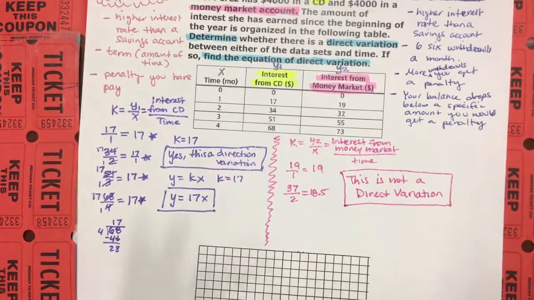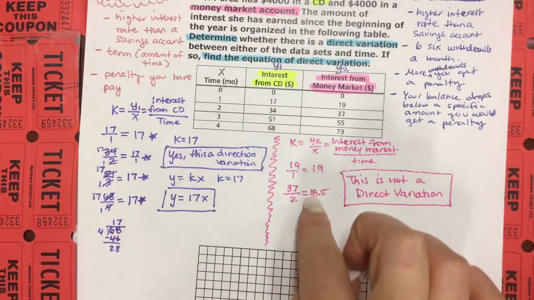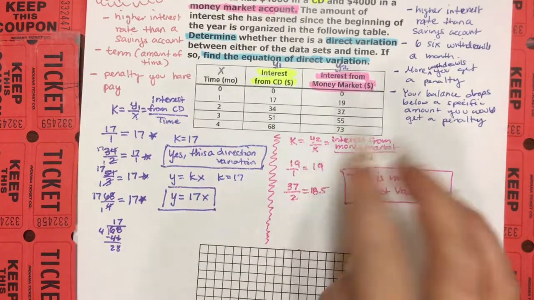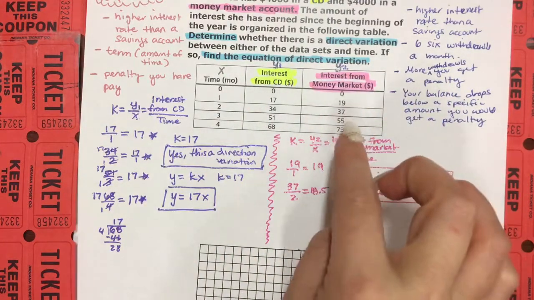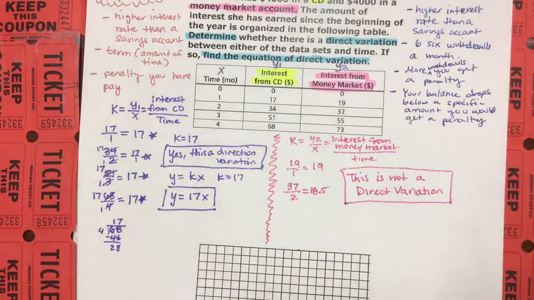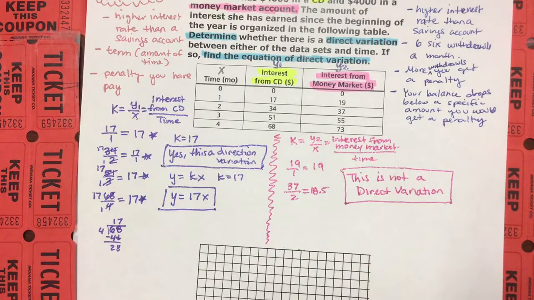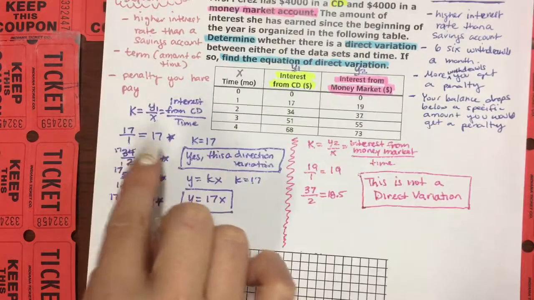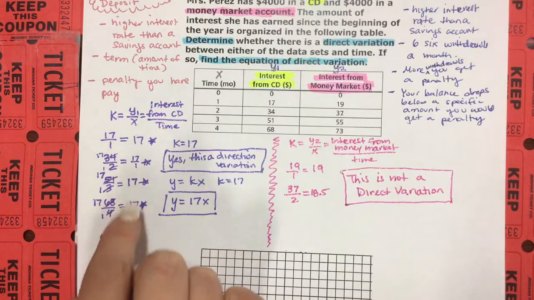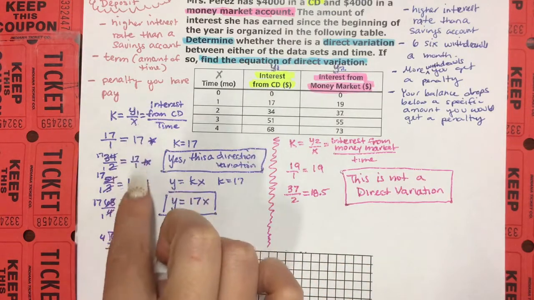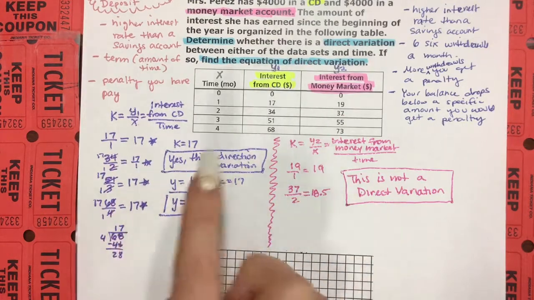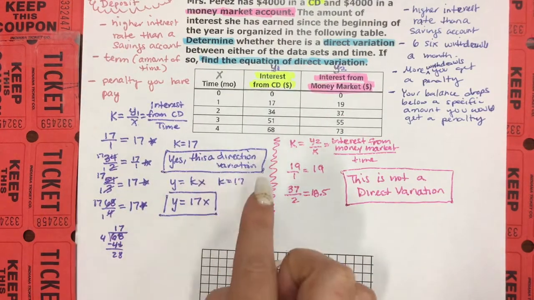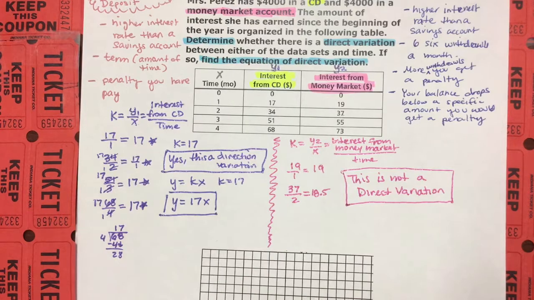And that's pretty much it. Once you find one of those k values that are not the same, you know that this data, when you're comparing the interest from a money market to time, does not represent a direct variation, and you're done. However, if you are getting the same constant of variation each time, you need to keep going. If you get 17 each time, or any number, the same number every single time, then that does represent a direct variation, and then you need to write the equation.